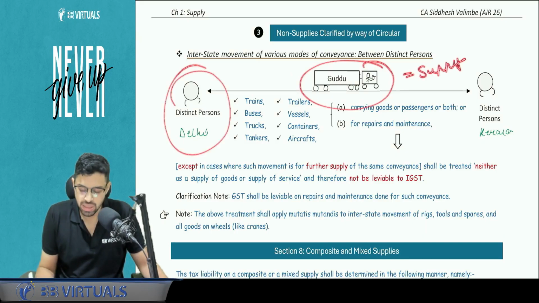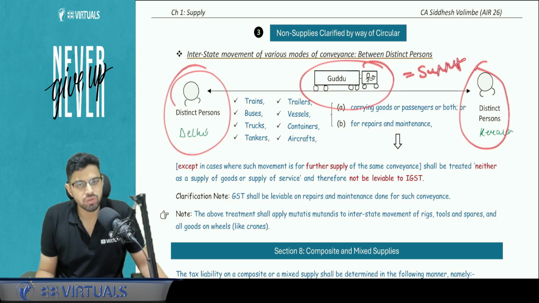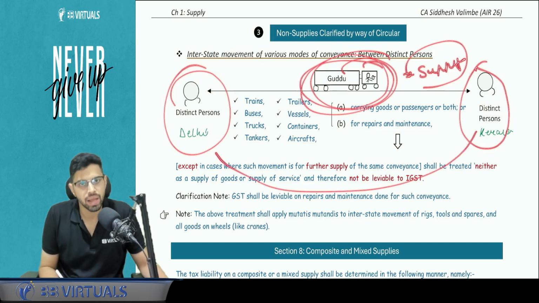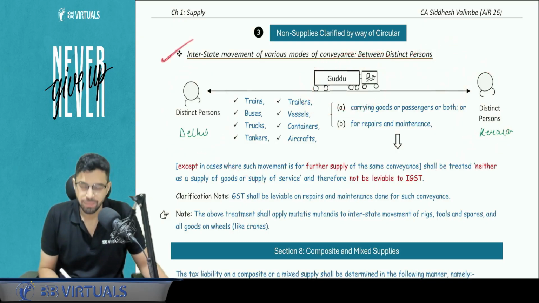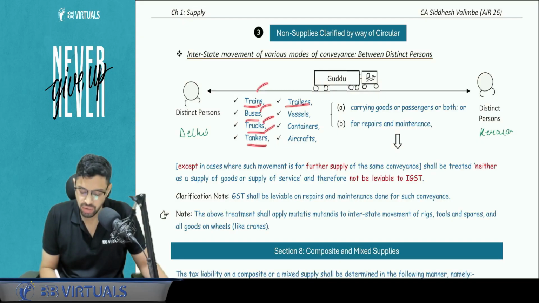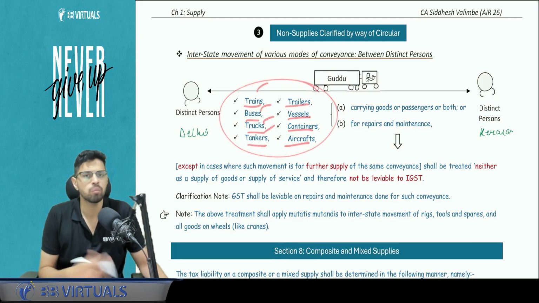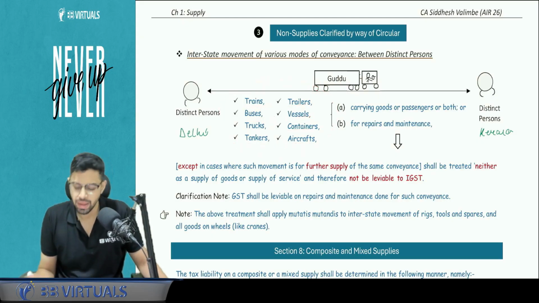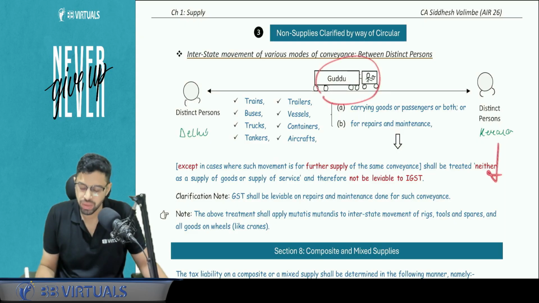Yes, but because it is a distinct person, the GST officers started invoking Schedule 1, and they started saying that this is a supply itself, and tomorrow when it comes back here, again a supply. But this was wrong somewhere, right? So this was clarified, that this conveyance would not be considered as a supply. Instead of a truck, it can be a train, bus, tanker, trailer, vessel, container, aircraft, any mode of conveyance. Is this clear?